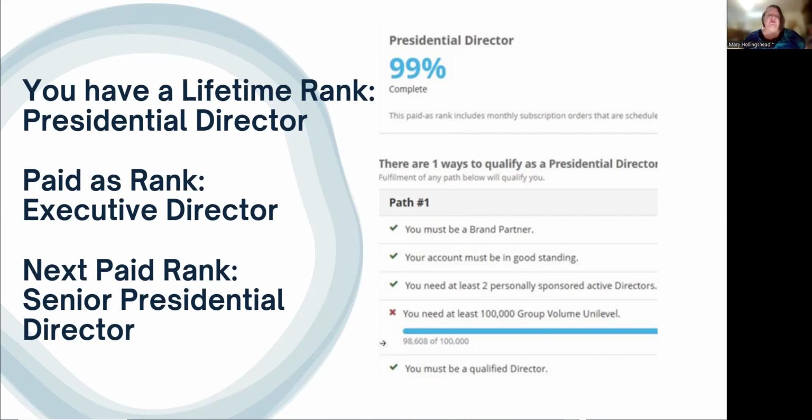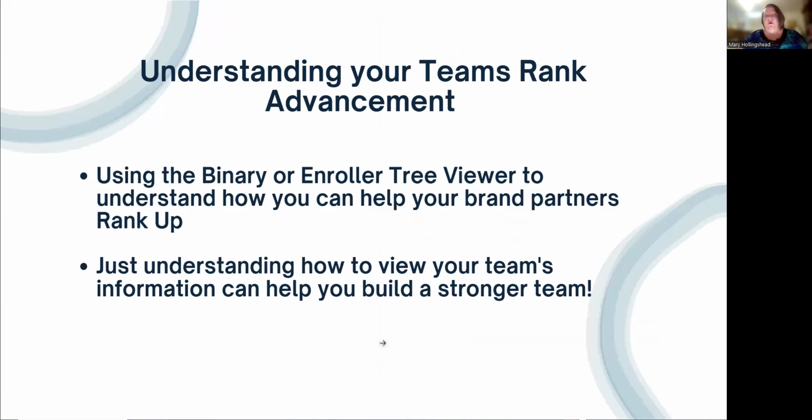And I can tell you this changes weekly, and it can change daily. Sometimes I've seen in the past where I've lost 4,000 group volume in a day. It can blow your mind away. And then by the end of the week, you get 2,000 of it back because your team is always building and bringing in new people.